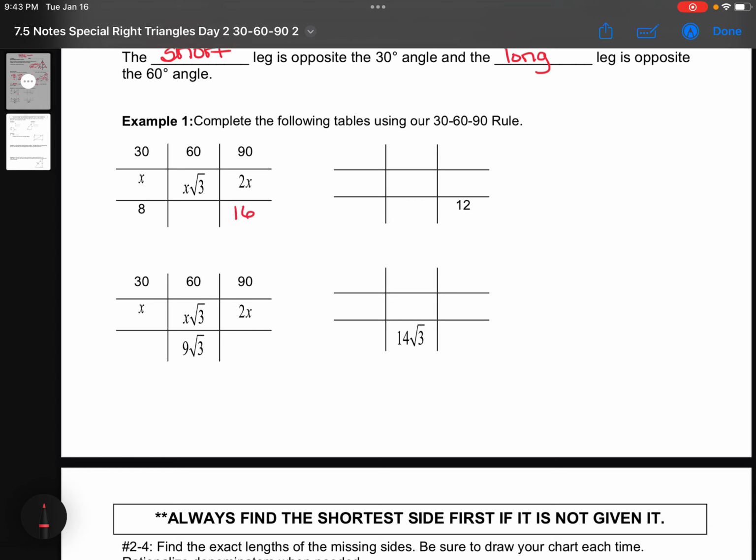If x is 8, then that is 2 times 8. And this is 8 times the square root of 3. So we'll fill out our table. So if 12 is equal to 2x, then x equals 6. And if this is x, then this is 9, and this is 9 times 2, which is 18.